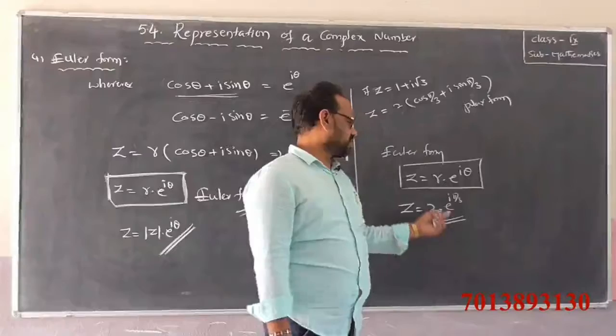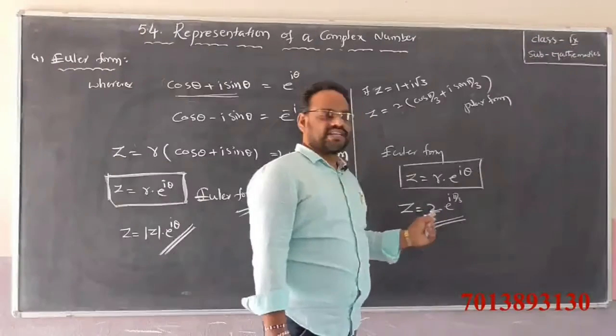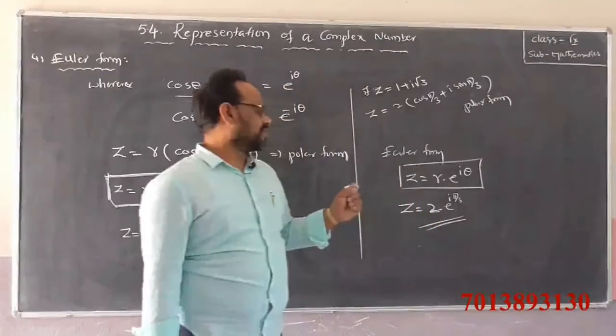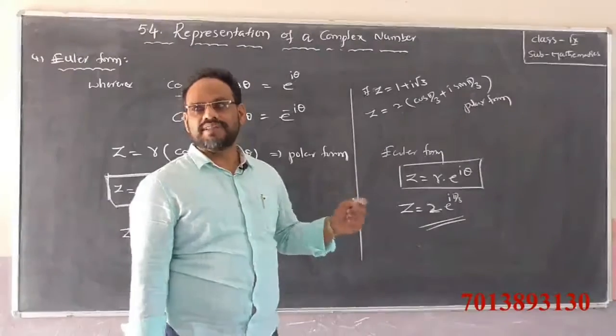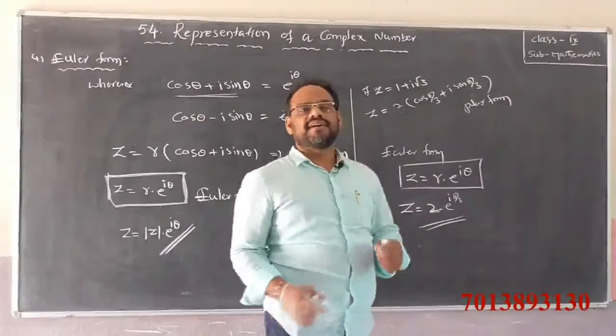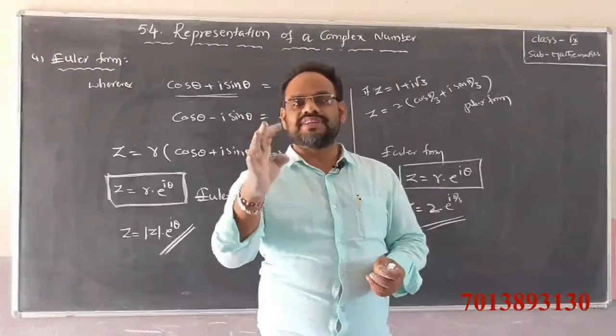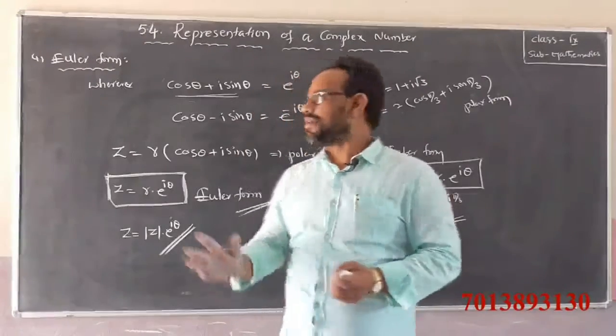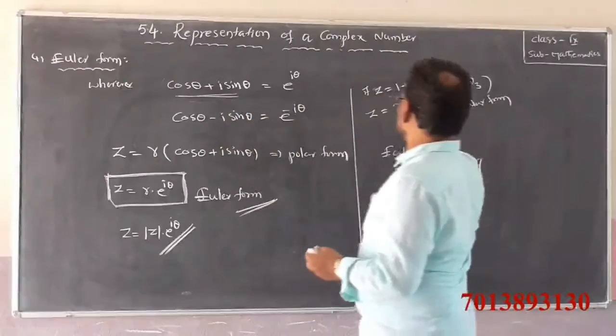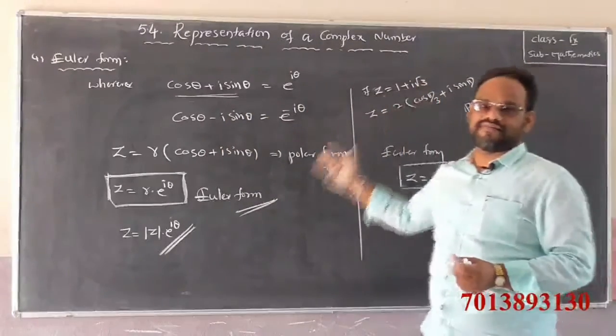Let us discuss the next one. So z is equal to 2 times e power iota times pi by 3 is called the Euler form of a complex number. A complex number can be represented in the following ways. Z is equal to x plus iy is the geometrical form.